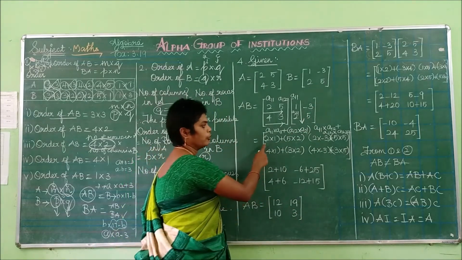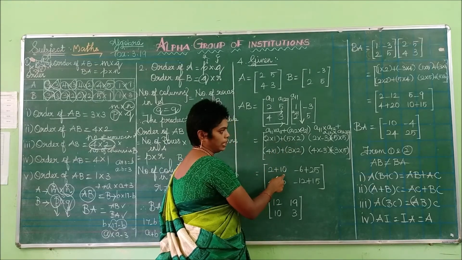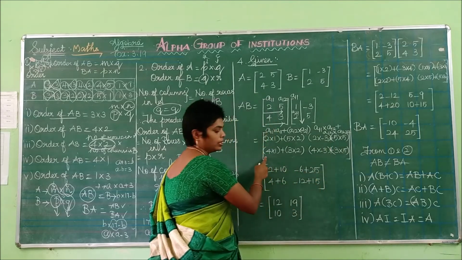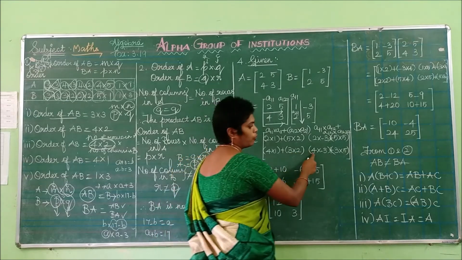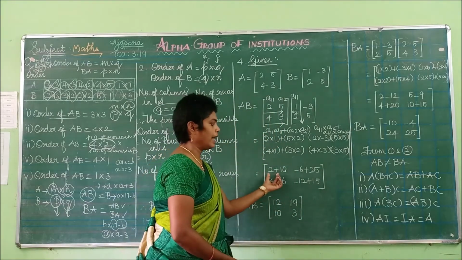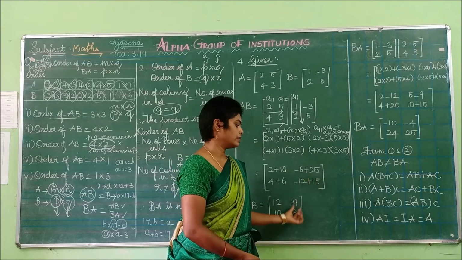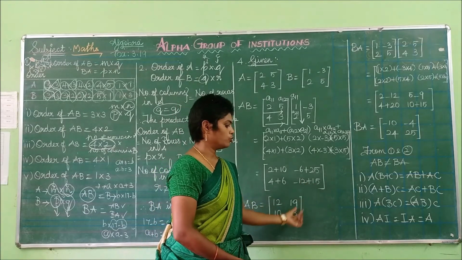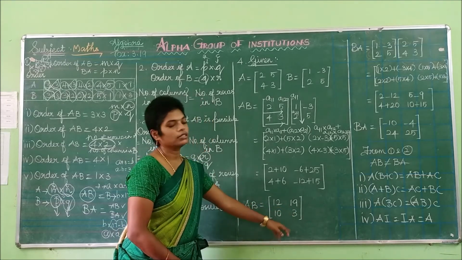That's all. So listen, you can multiply and write: 2 into 1 is 2 plus 5 into 2 is 10. 2 into minus 3 is minus 6. 5 into 5 is 25. Then 4 into 1 is 4 plus 3 into 2 is 6. 4 into minus 3 is minus 12 plus 3 into 5 is 15. Now you can add these two numbers: 2 plus 10 is 12. Subtract 25 minus 6 is 19. Then 4 plus 6 is equal to 10. 15 minus 12 is 3. So our matrix AB value is 12, 19, 10, 3.